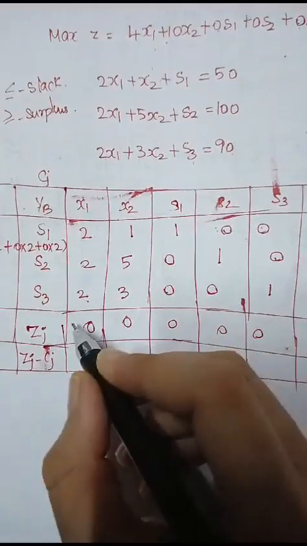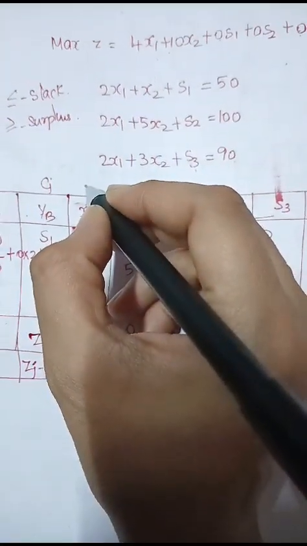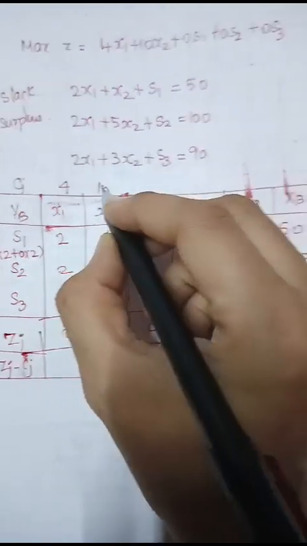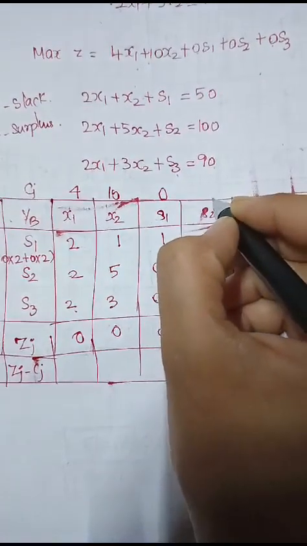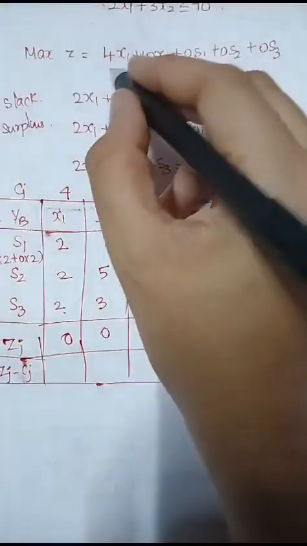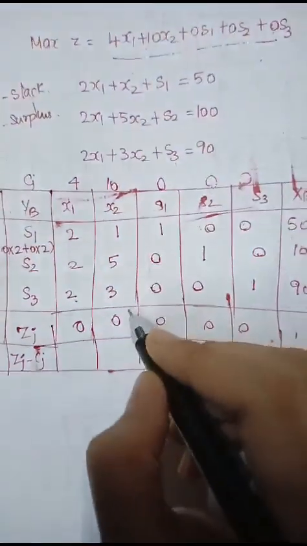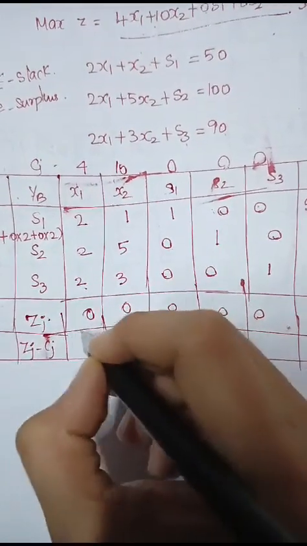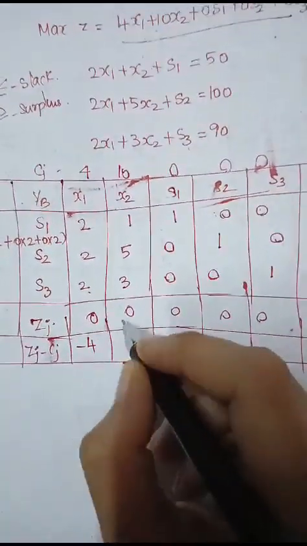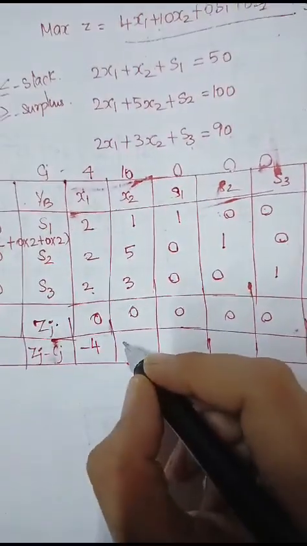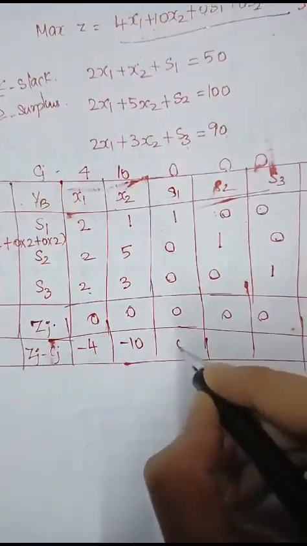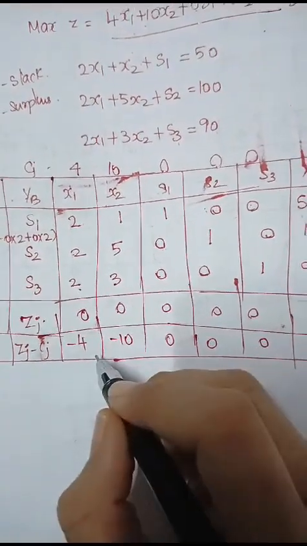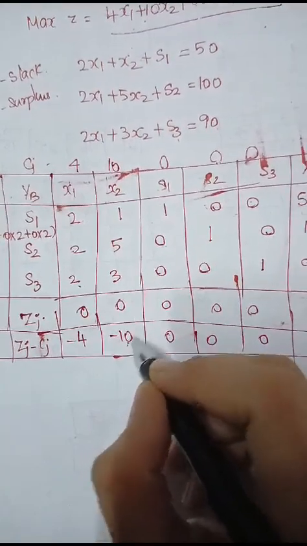Now here you have to write the coefficient of your x1 variable, the coefficient of x2 variable which is in the objective function. This one is 0, this one is 0, this one is 0. I have taken and written it from here. Okay? Now Zj minus Cj. 0 minus 4, the answer is minus 4. Here 0 minus 10, answer is minus 10. 0 minus 0, 0. 0 minus 0, 0. 0 minus 0, 0. In these two things, minus 10 is the minimum value.